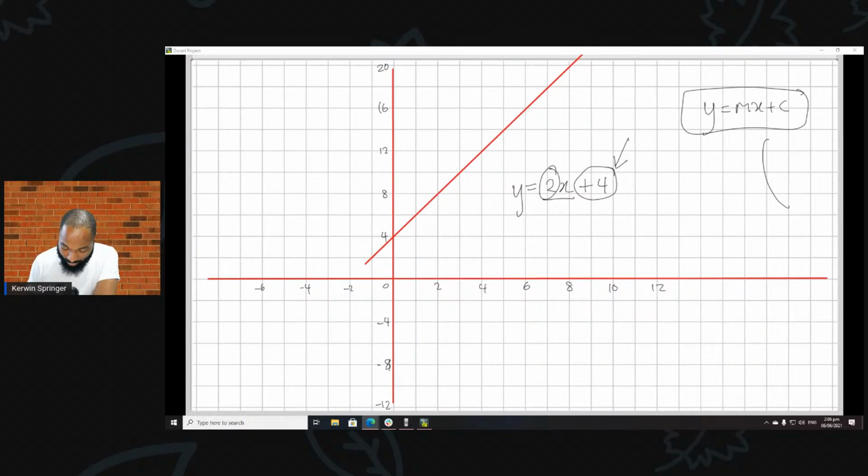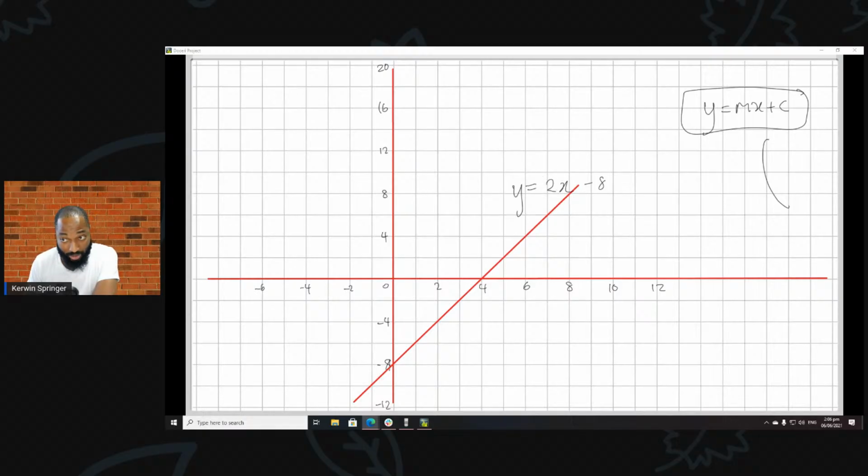Or if I take the same line and shift it down like this, ta-da! Now it's the line y equals 2x minus 8. Do you all agree? Everybody understanding so far? I'm going somewhere with this.